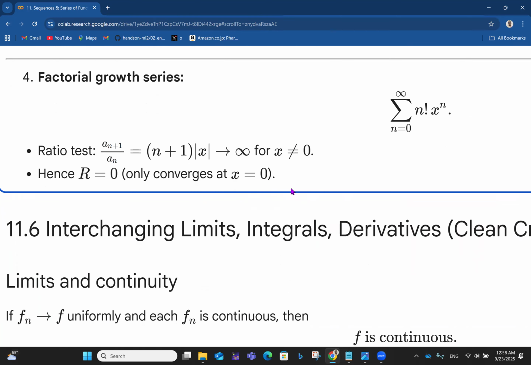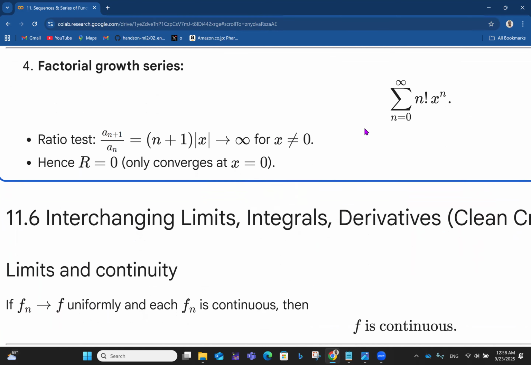And then we have the factorial growth series, something like the summation from n equals 0 to infinity of n factorial x raised to power n. With this we can do the ratio test, where we take a_(n+1) over a_n. So we start with (n plus 1) factorial multiplied by x raised to power n plus 1, divided by n factorial times x raised to power n. And then we can break that down. (n plus 1) factorial over n factorial is n plus 1 times n factorial over n factorial, so n factorial cancels out and you have n plus 1 left.